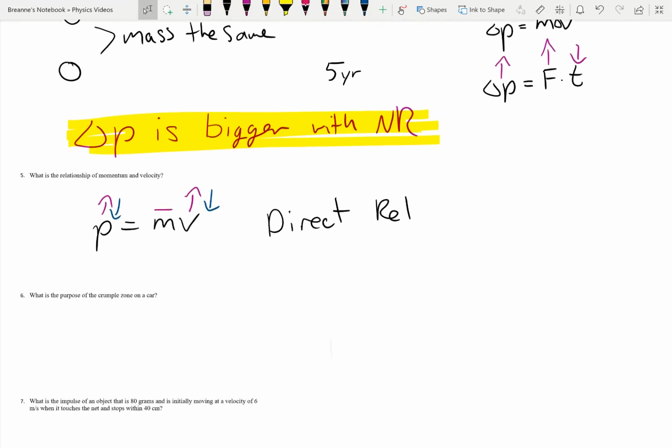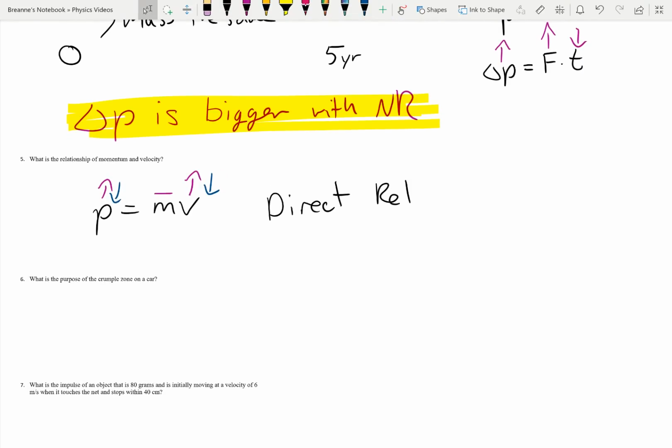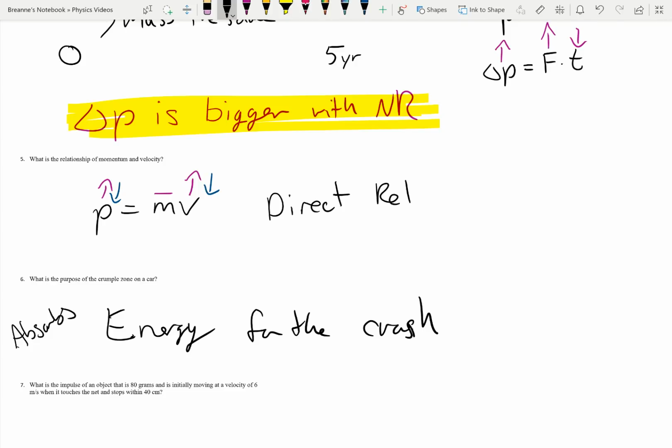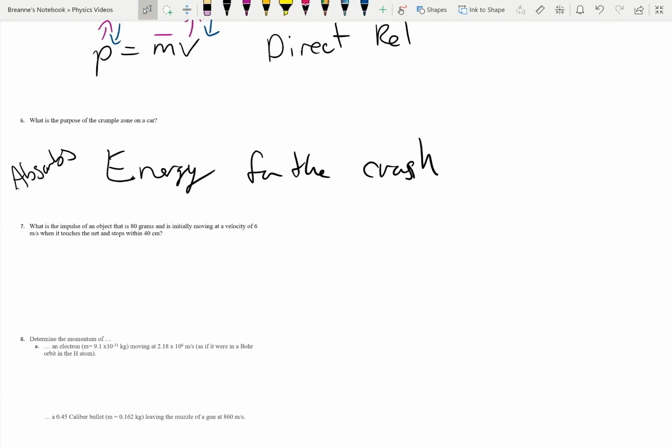So what's the purpose of the crumple zone in a car? That can refer back to the foam. The crumple zone absorbs the energy of the crash. So not all that energy is going into you. It's mostly going into the car before it gets to you. It's just a safety mechanism.